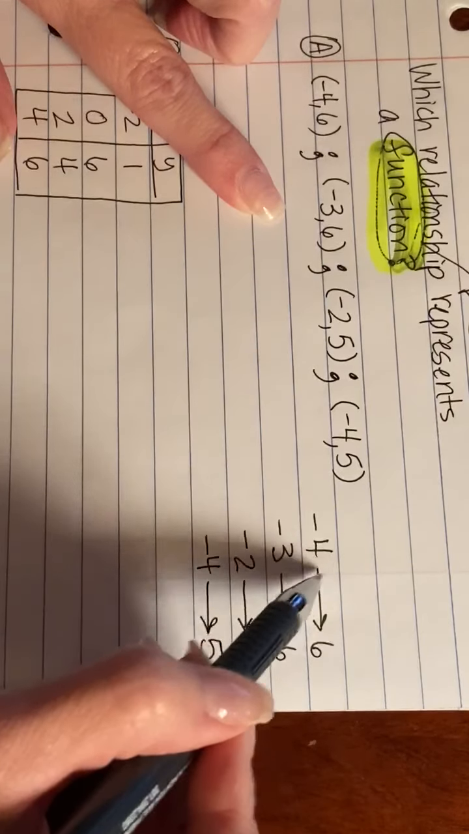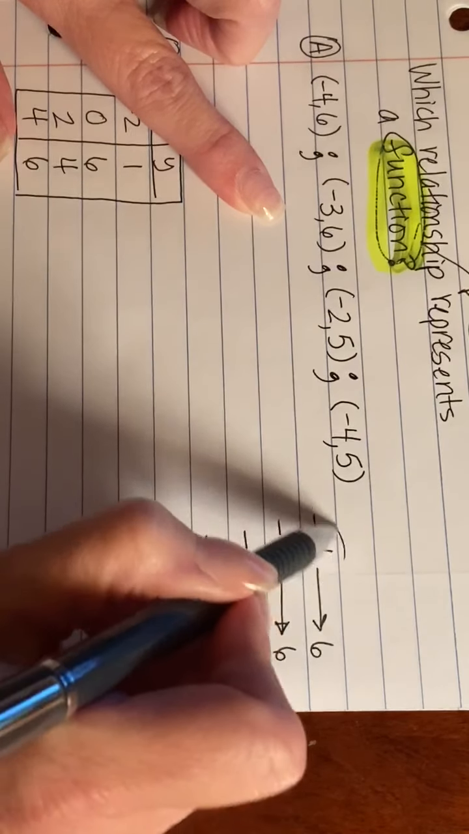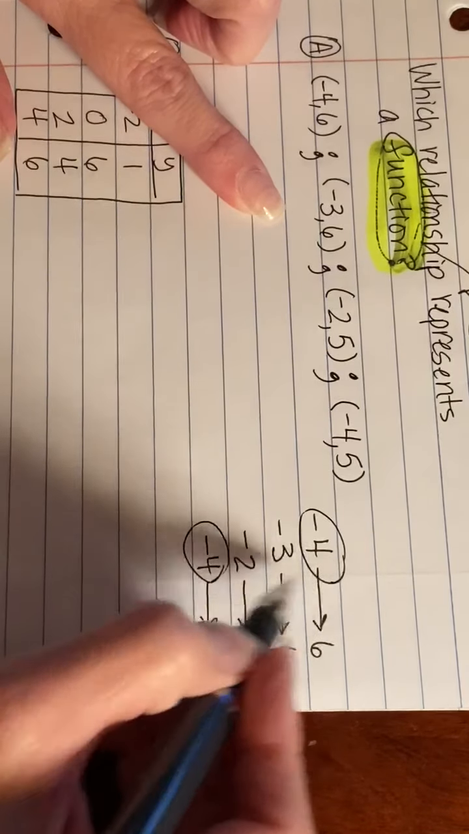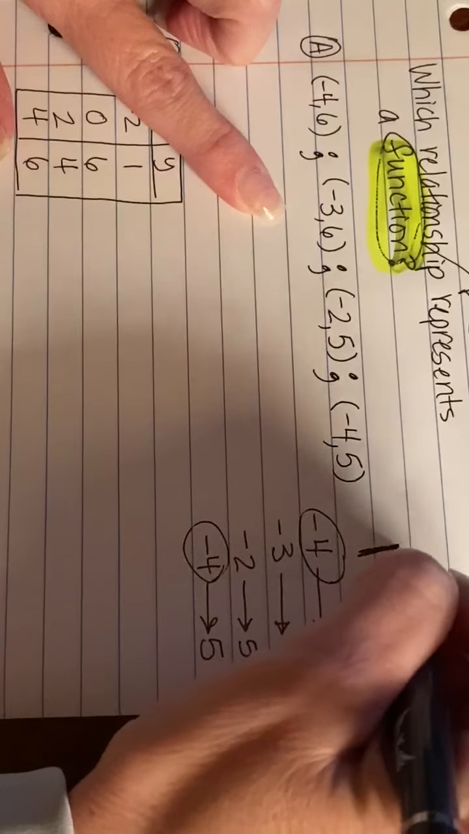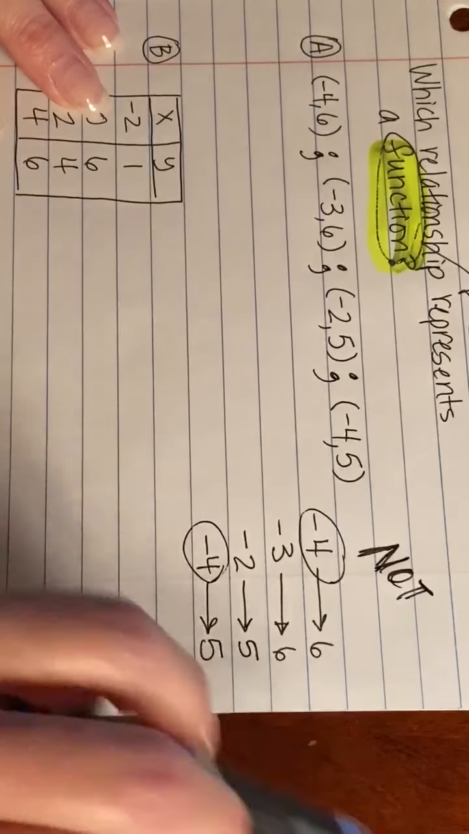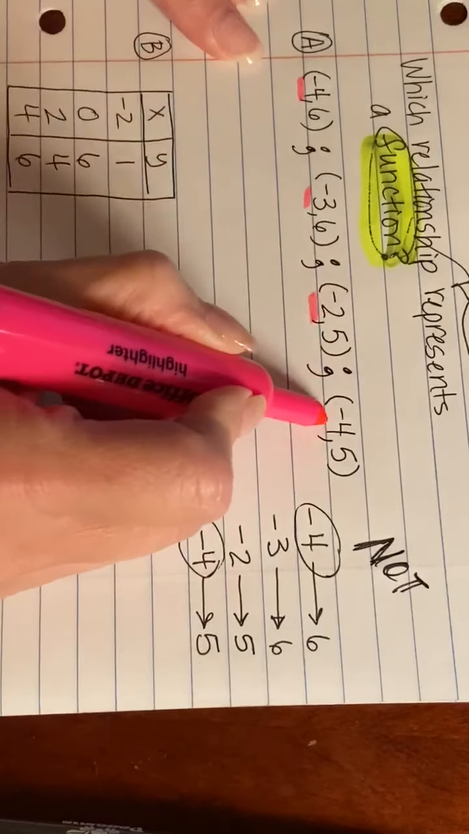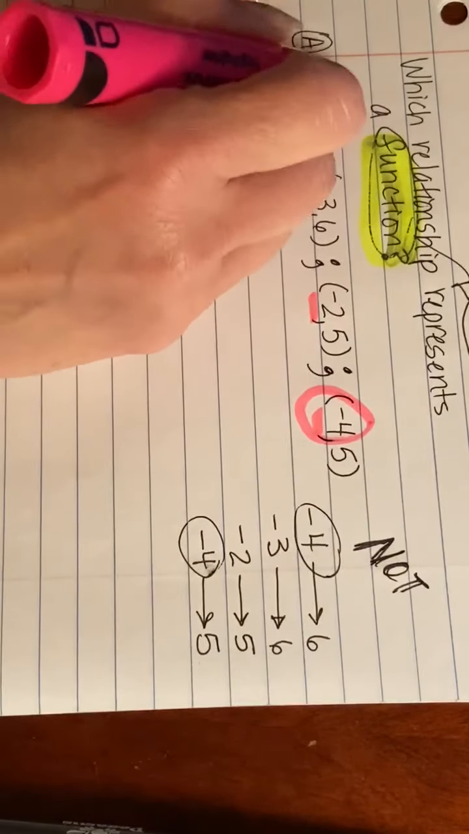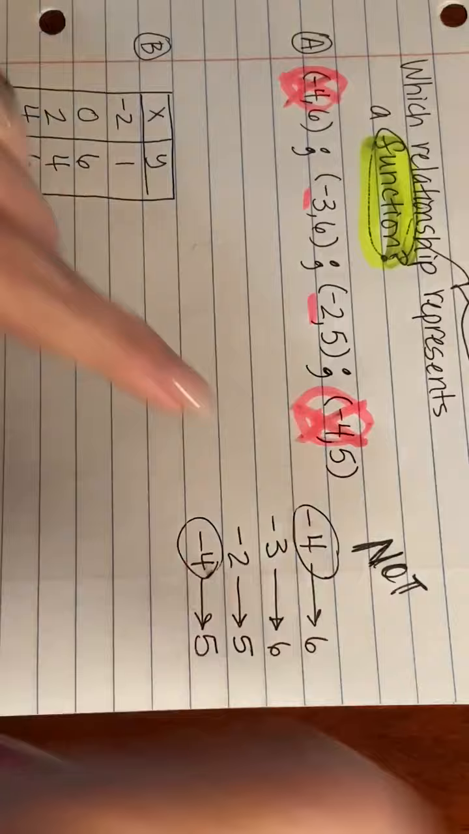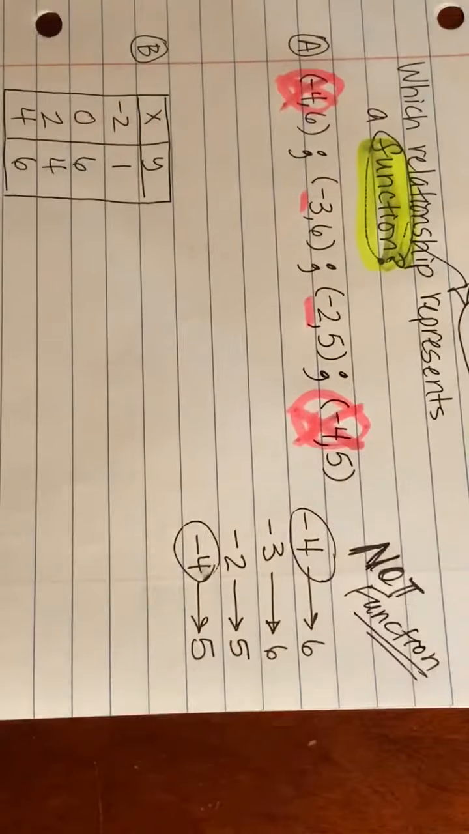Do any of these x values repeat? -4 repeats. -4 is paired with a 6 and is paired with a 5. So if this -4 repeats, this is not a function. The way I'm also going to look at this is I'm looking at my x values: -4, -3, -2, -4. I can see that this -4 right here makes this not a function because the -4 repeats. So this we're going to say is not a function. That's not my answer.